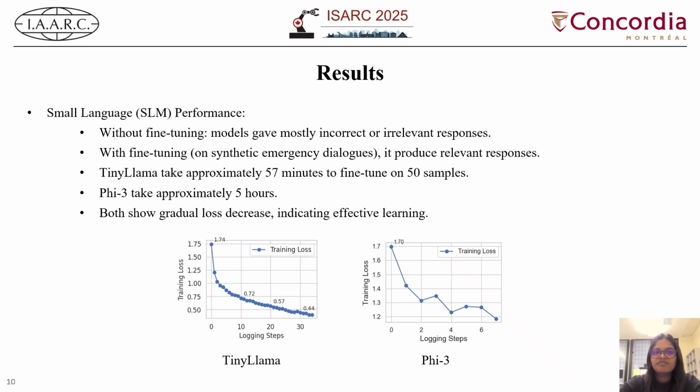These are the results of the small language models. Without fine-tuning, TinyLlama and Phi-3 produce largely irrelevant responses. After fine-tuning on the synthetic conversations, TinyLlama completed with 50 examples, taking 57 minutes of training. Phi-3 took roughly 5 hours to train. After training, they produced correct responses, and both models show a steady decrease in the loss, indicating successful learning of emergency dialogue patterns.